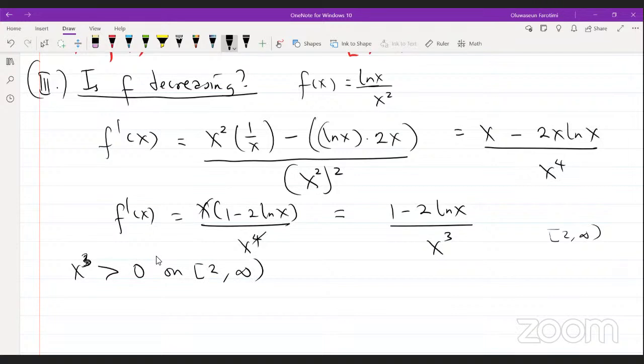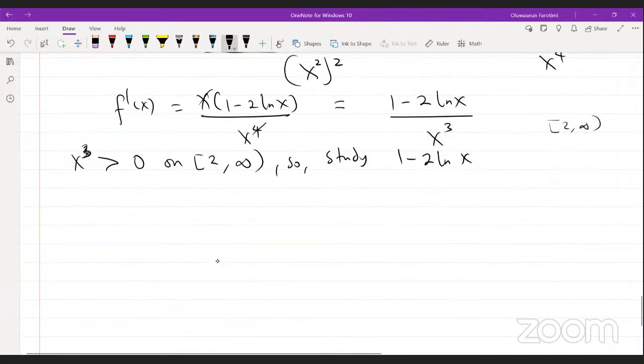So what do we need to do? I only need to focus on the top. So study 1 minus 2 ln of x. Okay, the denominator is always going to be positive, but I need the whole of everything to be negative.